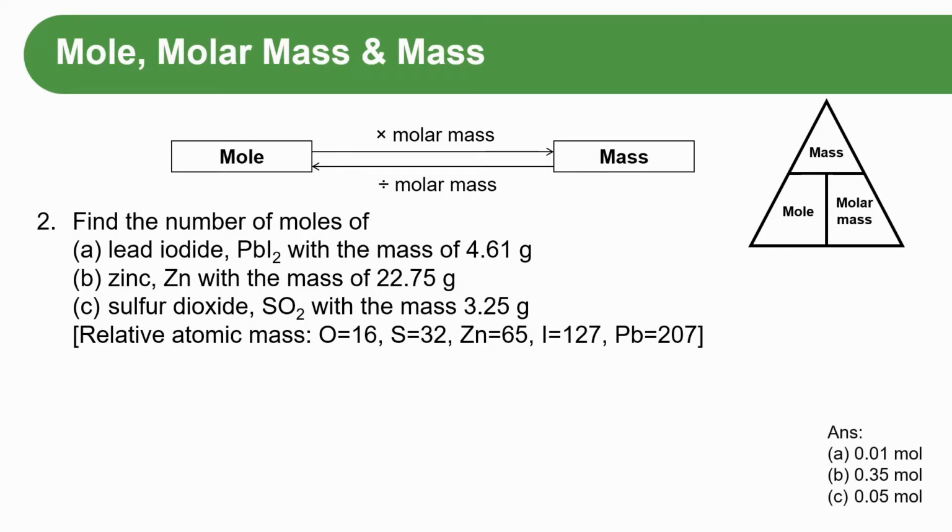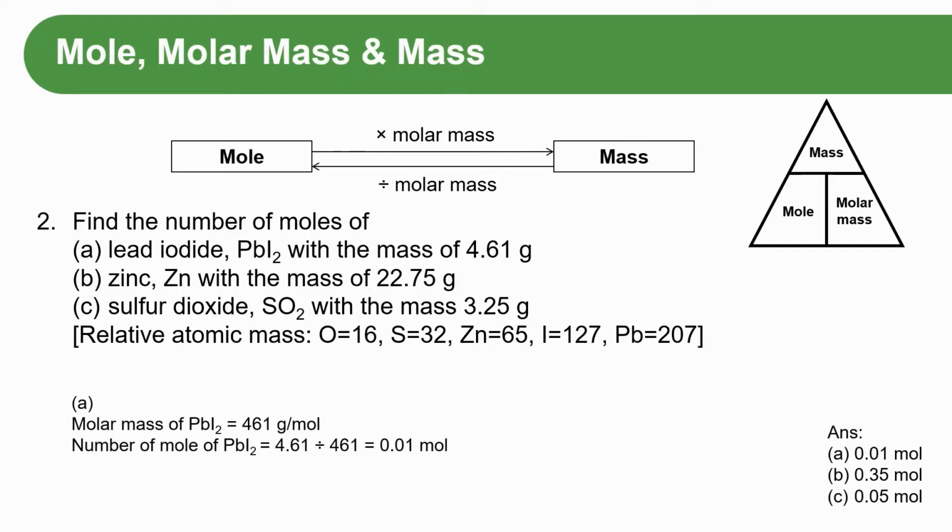Alright, let's check the answers. Let's look at A. The molar mass of lead iodide is 461 gram per mole. And to find the number of moles of lead iodide, we divide the mass by the molar mass and we get 0.1 mole. So as a recap, the relationship between mass, mole, and molar mass is in this form: mass equals mole multiplied by molar mass. So that's all for this lesson.